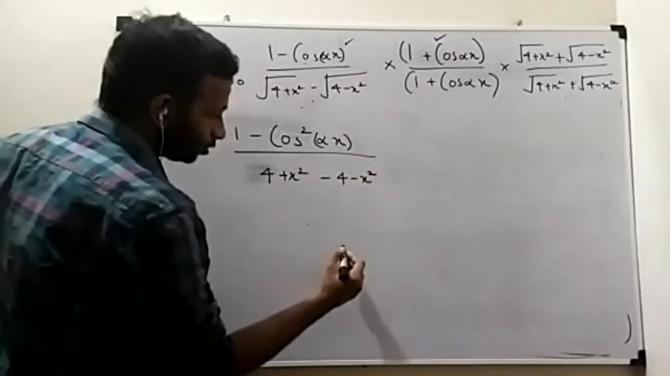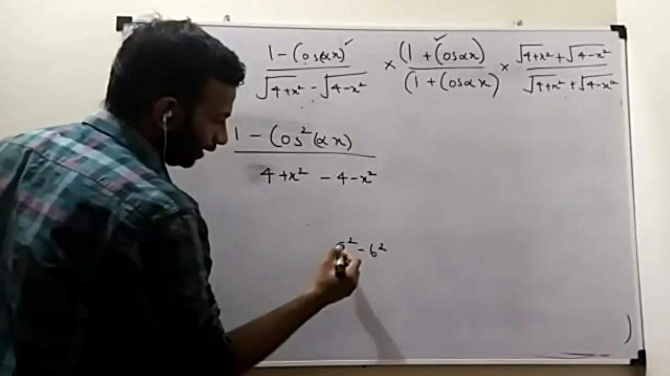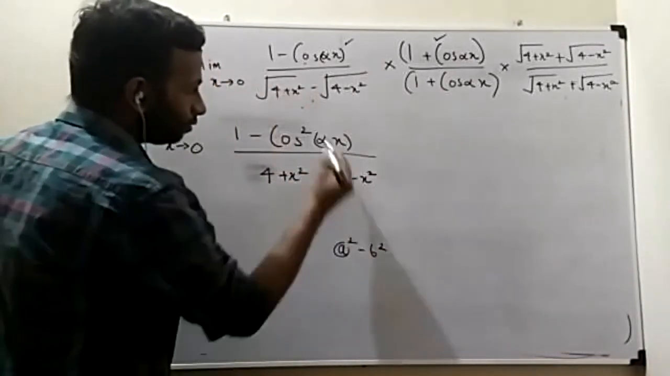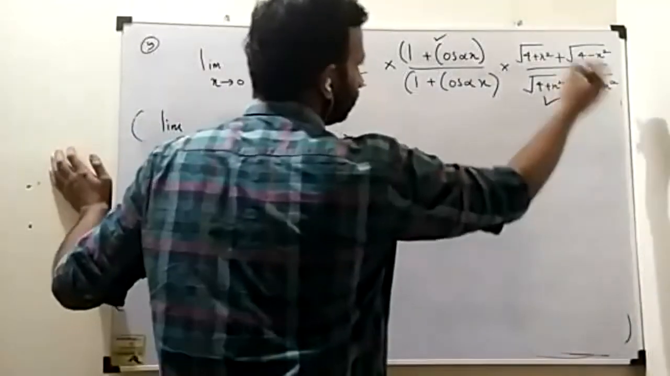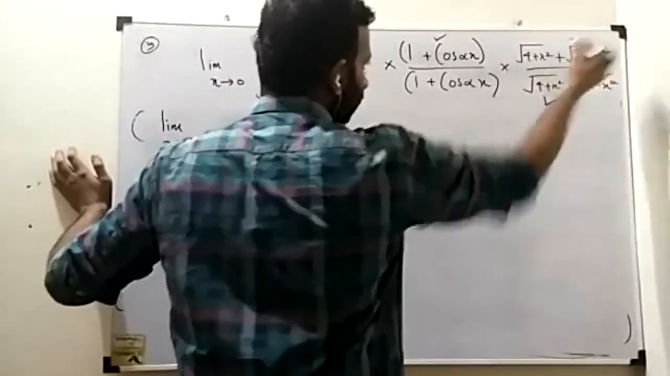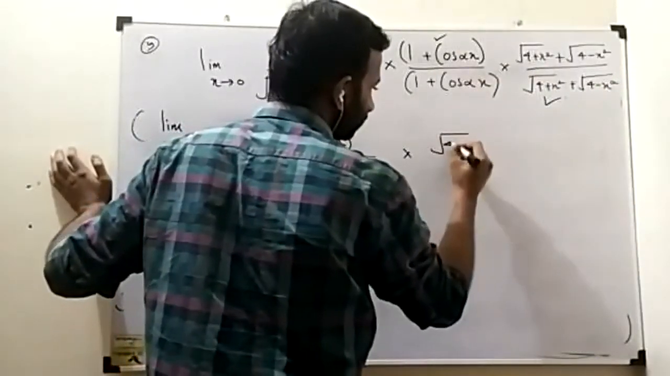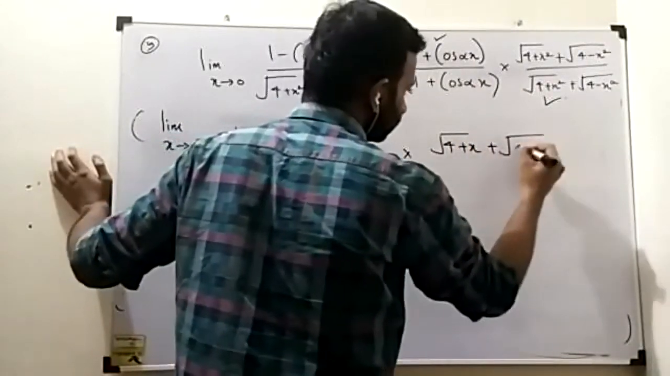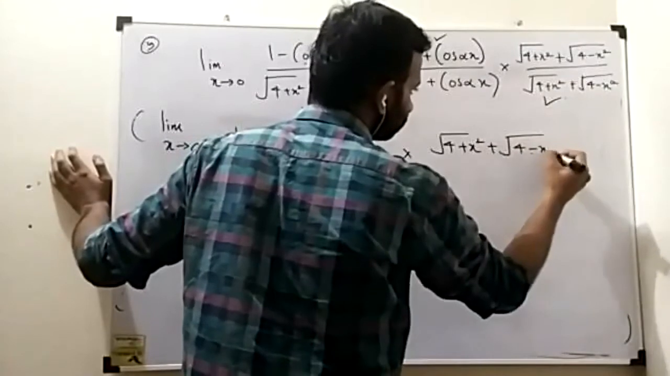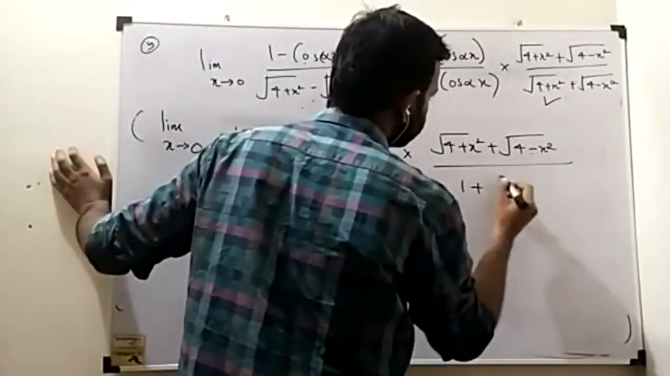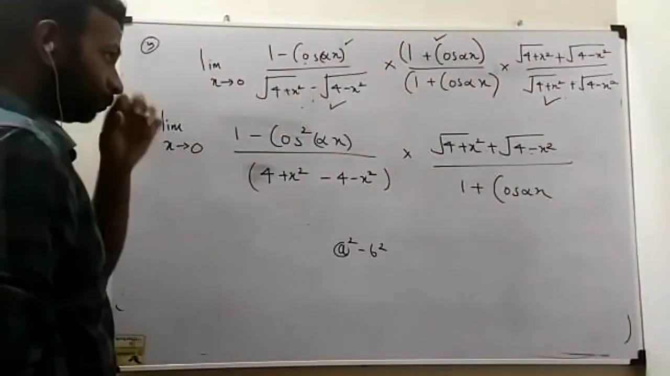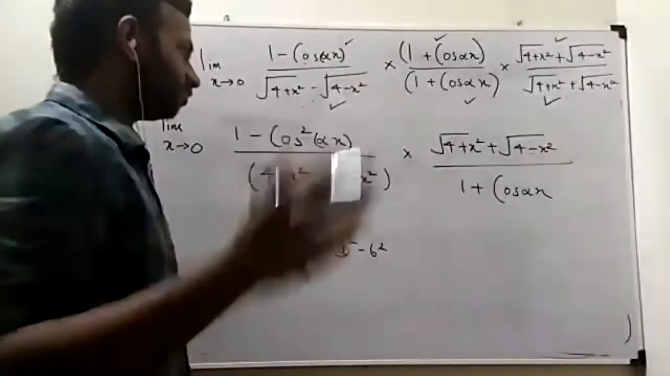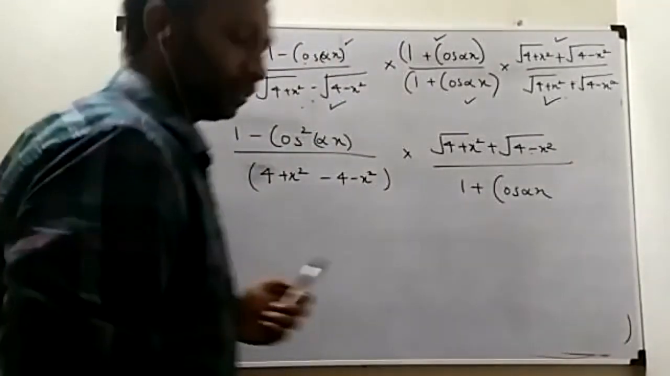How did I get that? a squared minus b squared. So a is this root thing, you square it and then minus b squared. So this is done and this is done. These are the remaining terms: this top part and this bottom part, root 4 plus x plus root 4 minus x squared, and plus cos. Okay, so this is also done. Sometimes mark this stuff, because if you miss one step, you might end up wasting a lot of time.